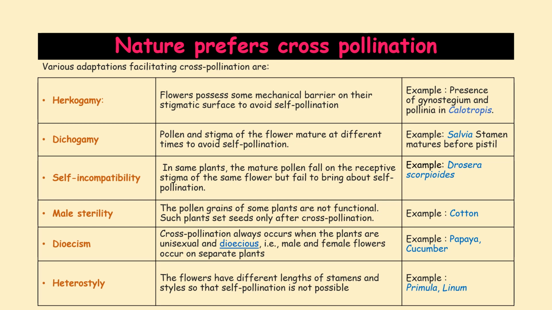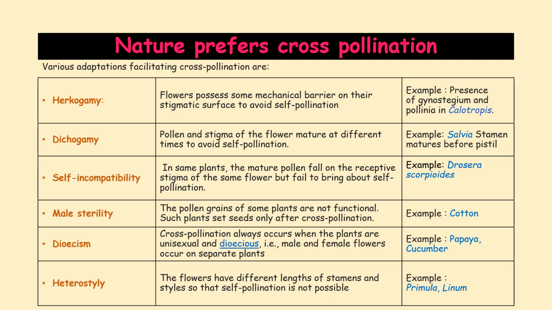The second type is dichogamy. Now, sexual reproduction can happen only when both the male and the female gametes are matured. In case of dichogamy, the pollen and stigma of the flower mature at different times, and hence self-pollination is not possible. Example is salvia. Then there are some plants where we see self-incompatibility, which means that even if the mature pollen falls on the receptive stigma, they fail to bring about pollination. So example is Drosera.